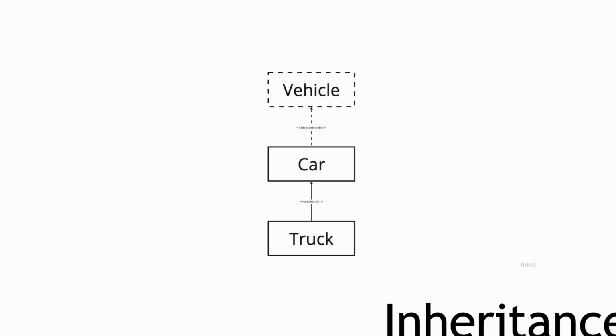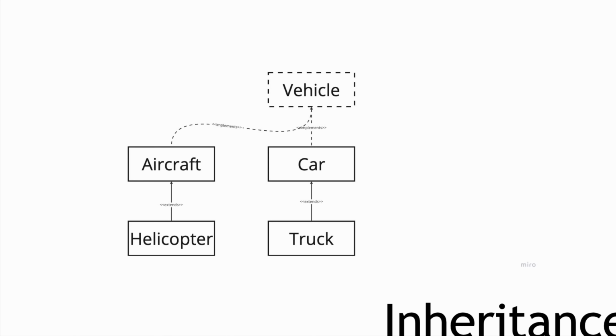Let's define a more business-wise scenario. How about a car rental? In this case, we would declare the vehicle interface, which will be implemented by a car. But maybe the car rental grows a little bit and offers trucks. It's a good idea to extend the car. Now, the car rental expands to new fields and offers helicopters. It sounds logical to extract aircraft as their parent.